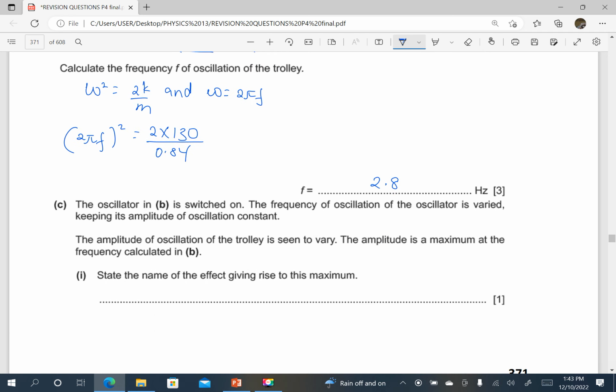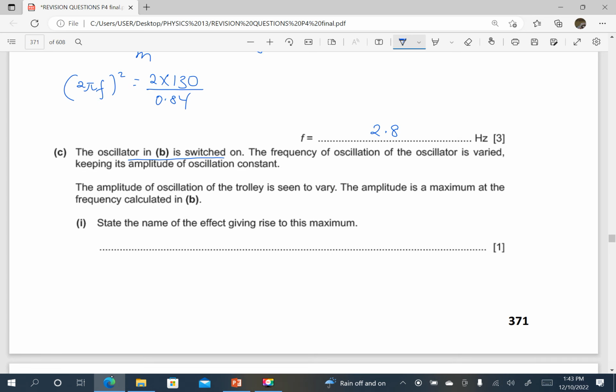The oscillator is switched on. The frequency of oscillation of the oscillator is varied. So when the oscillator is switched on, we now have forced oscillations. The frequency of oscillation of the oscillator is varied, keeping its amplitude of oscillation constant. The amplitude of oscillation of the trolley is seen to vary. The amplitude is maximum at the frequency calculated in b. State the name of the effect giving rise to this maximum. Of course, we have already seen this. This is resonance.